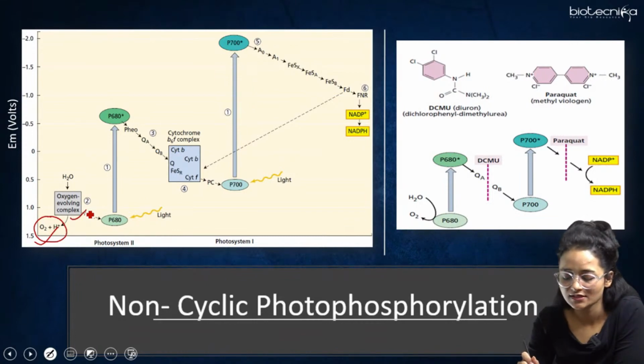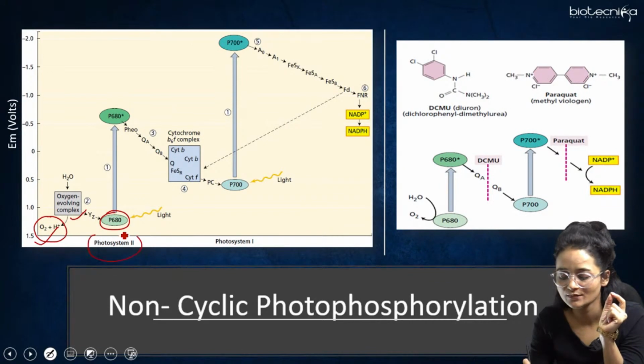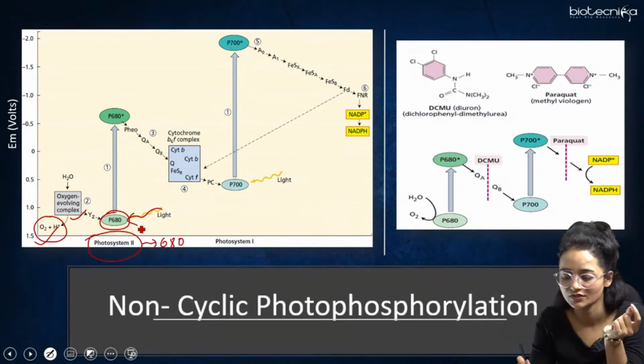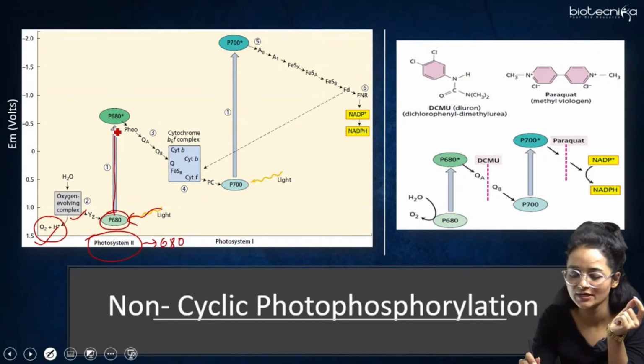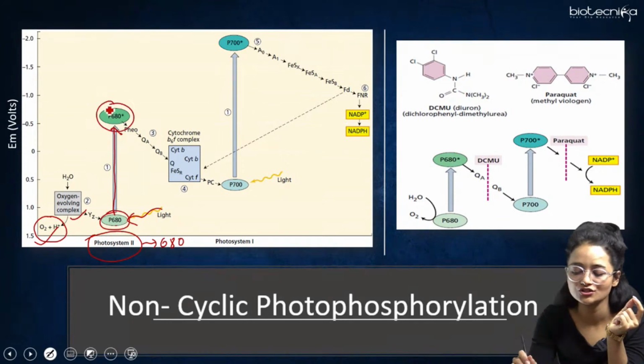Right, then what happens? The energy which is produced due to the splitting of water is transferred to the P680. P680 is photosystem 2. Photosystem 2 basically absorbs light at a wavelength of 680 nanometer, right? So light falls on this reaction center. Then the energy is transferred in the form of electrons. So firstly, this photosystem 2 will get excited. From the ground state, it will reach the excited state.